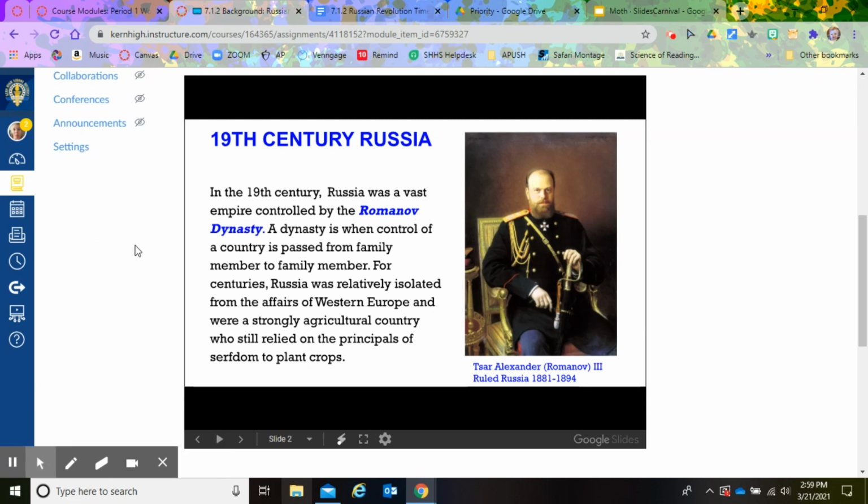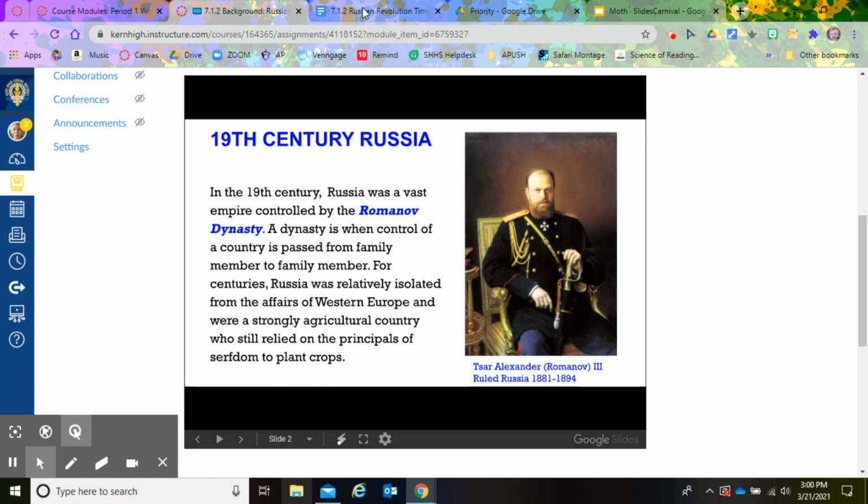Now, what this really is saying is that Russia had rulers, and they were put there like a monarchy. It was family member to family member, and they were all about agriculture. They relied on rich people holding the land and then having other people work the land, basically as slaves on their land.